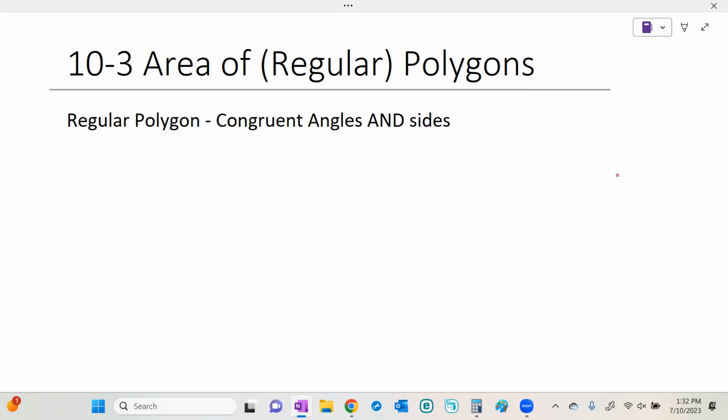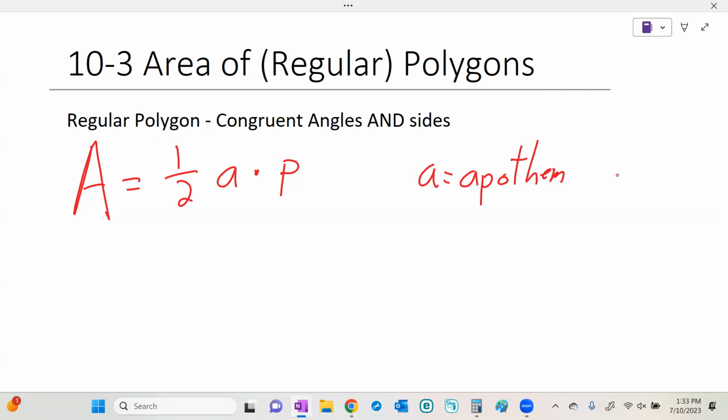So that formula is this, and it's got some new terms in here. So here's our formula. The area equals 1/2 a times P. And this lowercase a has a new word. It is the apothem. And then the P stands for the perimeter. So we need to point out what is the apothem of a shape.